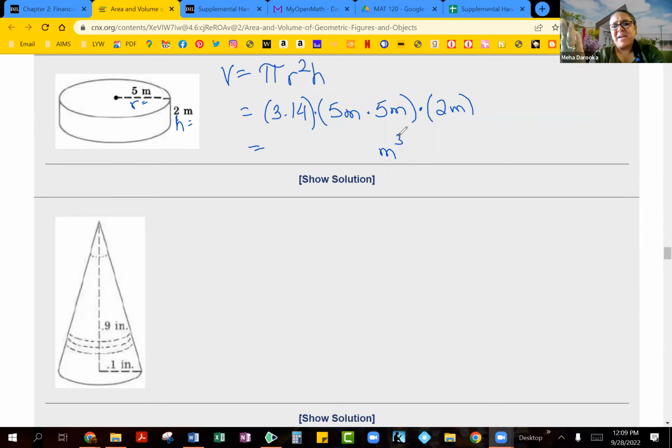So basically 5 times 5 is going to be 25. You are doing 25 times 2, which is 50. And then 50 times 3.14 should be slightly larger than 150. So I've got Brooks, Michael, Kendall looks good. Okay, let's see what the rest of you come up with.